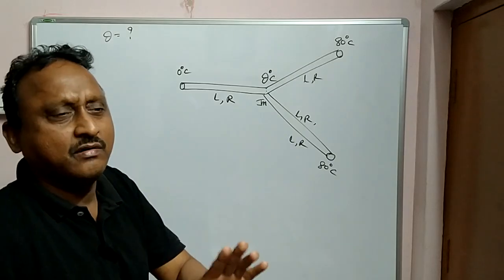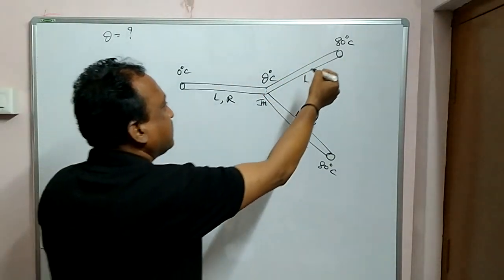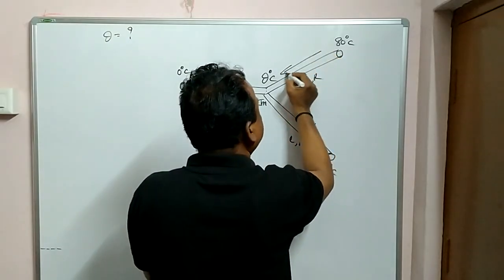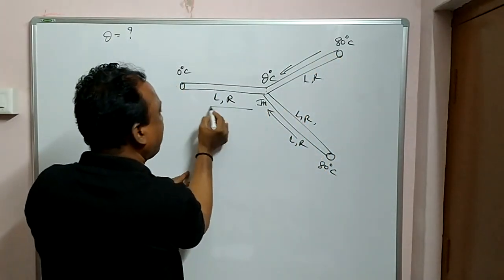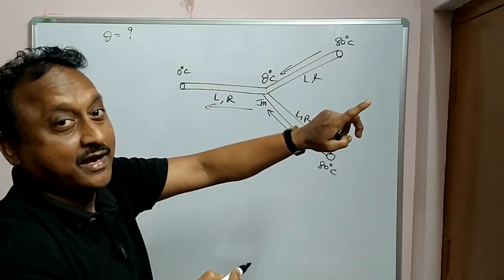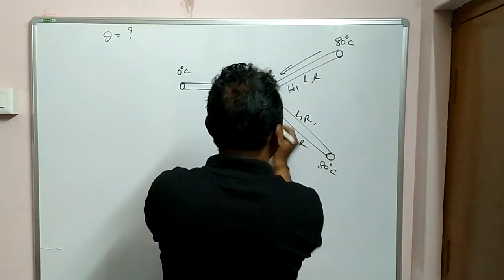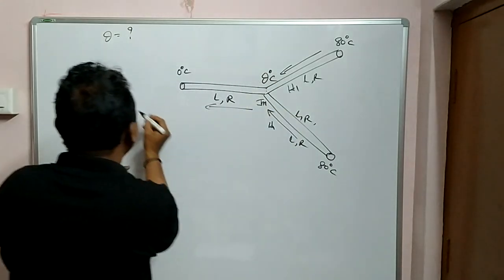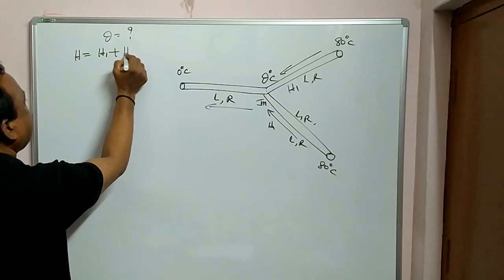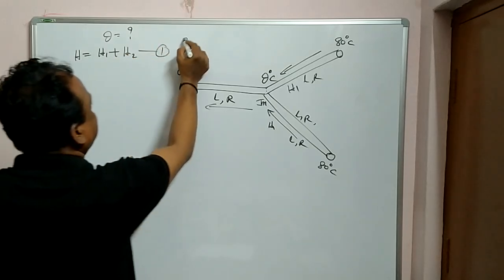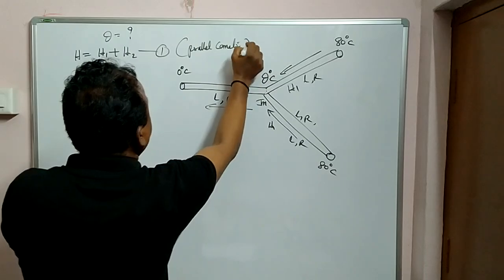Very easily, you know, the temperature always falls, goes from high to low. So if you observe carefully, what is the connection here? Series or parallel? Parallel connection. Look, for example, here H1 heat is coming, here H2 heat is coming. So what happens? H is equal to H1 plus H2. Indirectly, a parallel connection is given.